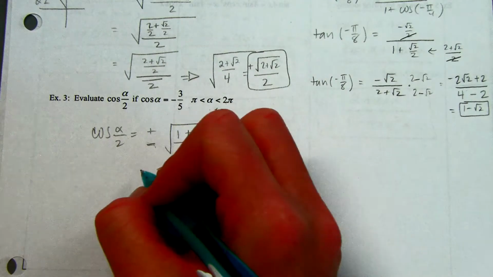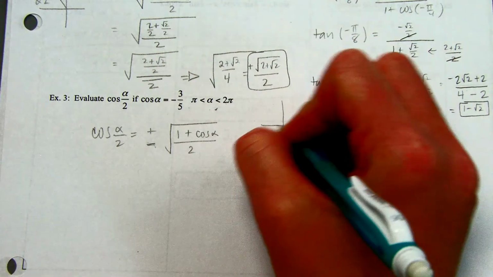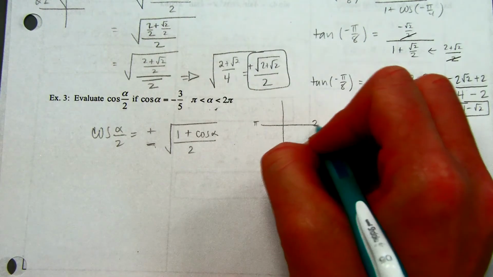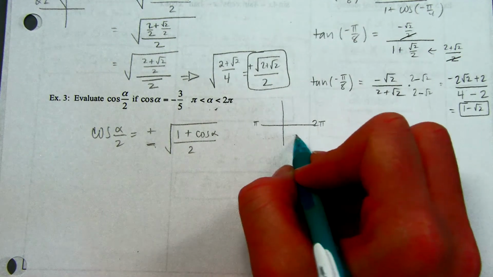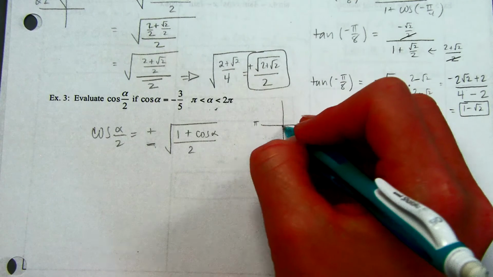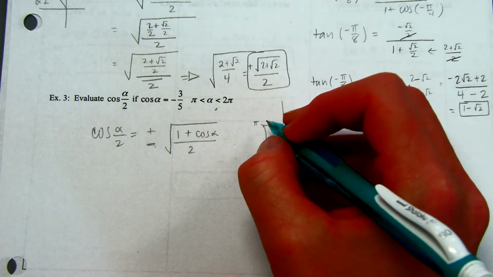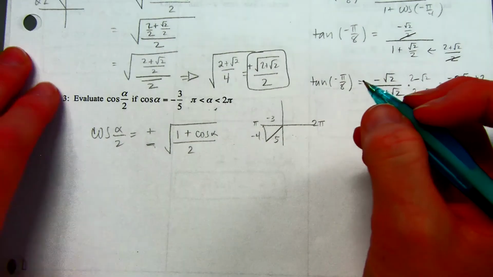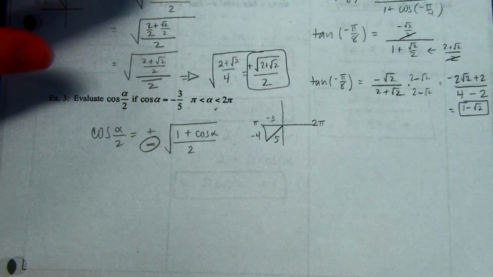Okay, do I know if it's positive or negative? Well, it tells me that cosine alpha is negative 3/5, and I'm between pi and 2 pi. So which of these 2 quadrants gives me a cosine alpha of negative 3/5? Third quadrant here. So we'd have negative 3, negative 4, and 5. So we're in the third quadrant, so we're going to choose the negative one here.